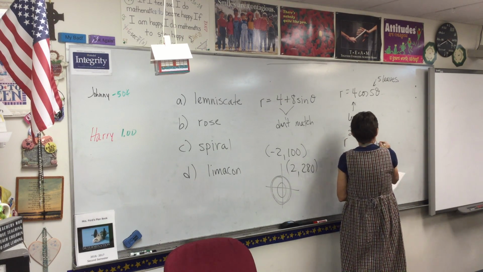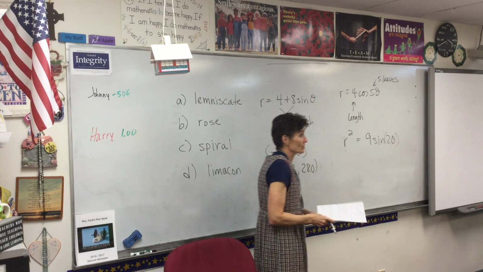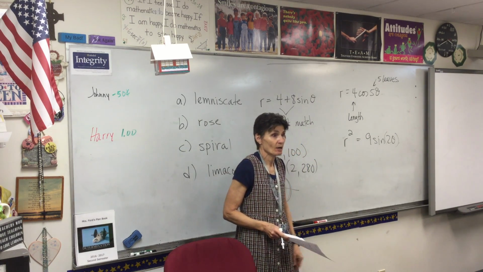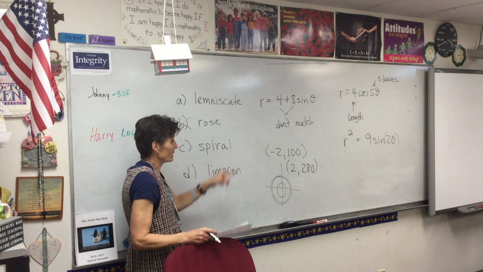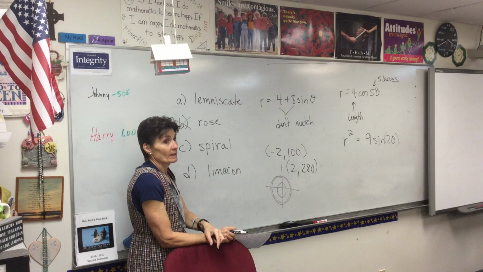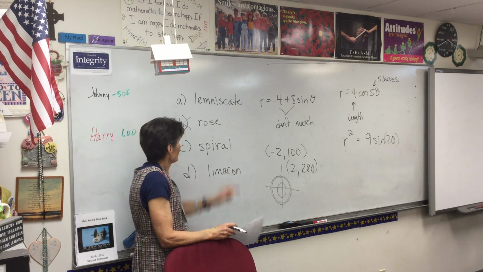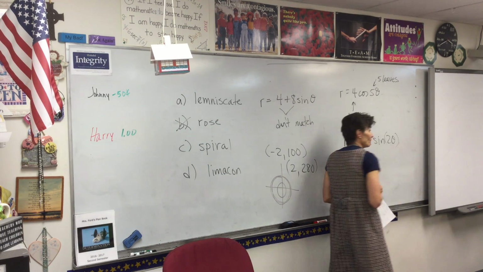This is not a rose. Do you remember with the r squared? Which curve is that with the r squared? Here's your list. It's not a rose. Which one is it? It's a lemniscate. That's a lemniscate. So a lemniscate looks like that figure 8. So it's going to be some kind of figure 8, right?